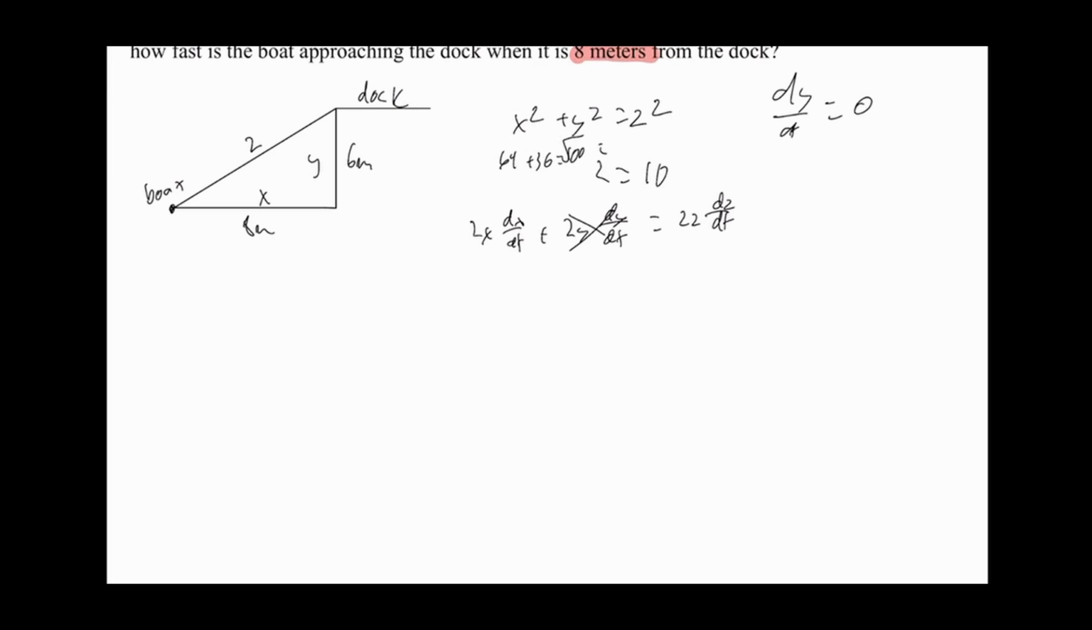For dz/dt, it's given at dz/dt being 3 meters per second. So we can input this value, and we know z to be 10. So it'd be 20 times negative 3, because it's getting pulled in. Because it's being pulled in, it'd be negative 3 meters per second.